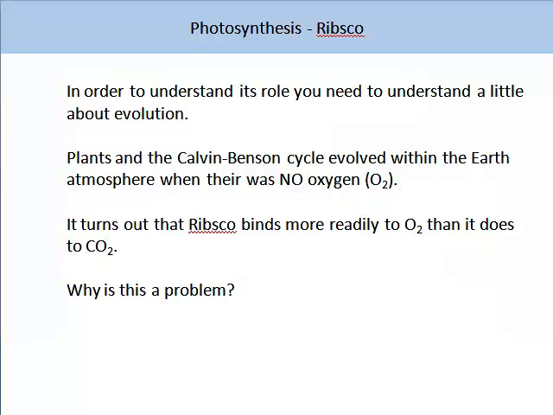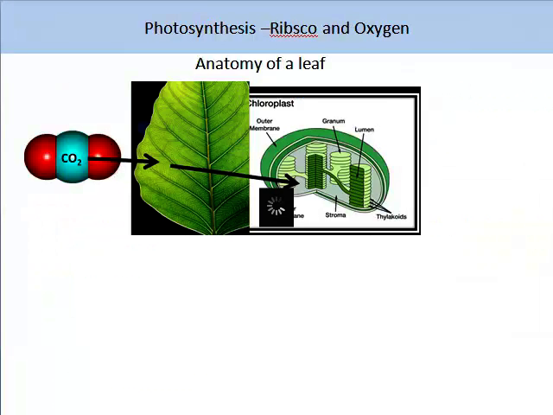In order to understand the problems with rubisco, it is important that you understand a little bit about evolution. Plants and the Calvin-Benson cycle evolved within the Earth's atmosphere at a time when there was no oxygen present. It turns out that rubisco can bind more readily to oxygen than it does to carbon dioxide if both are in the vicinity. So why is this a problem and how does it occur? So let's start with why oxygen should occur.